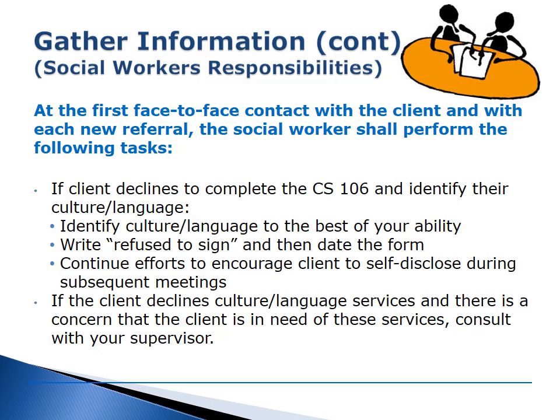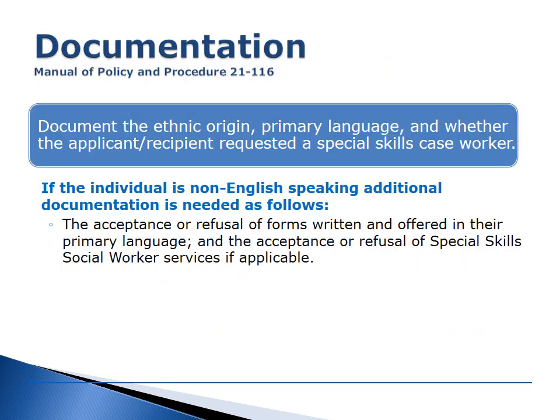Documentation. Document the ethnic origin, primary language, and whether the applicant or recipient requested a special skills caseworker. If the individual is non-English speaking, additional documentation is needed as follows: the acceptance or refusal of forms written and offered in their primary language, and the acceptance or refusal of special skills social worker services, if applicable.